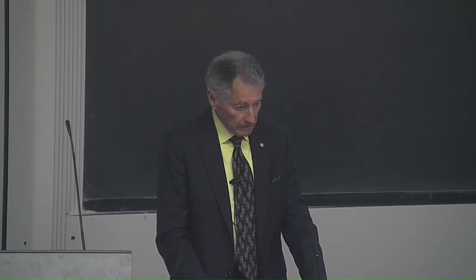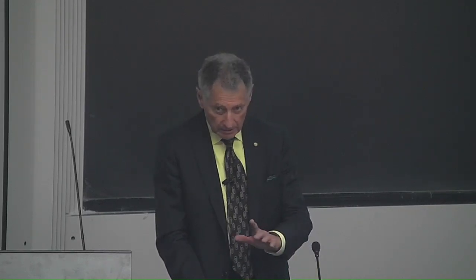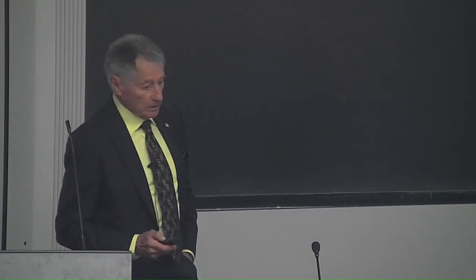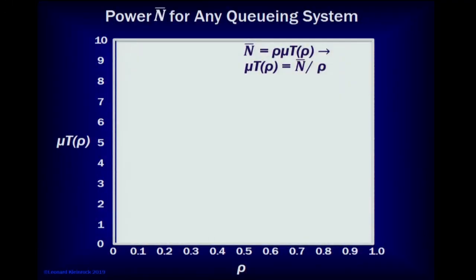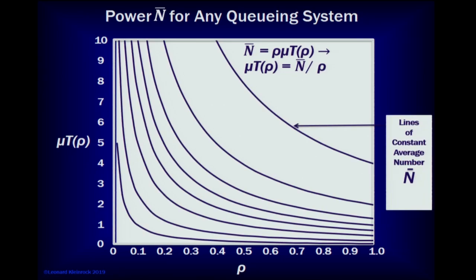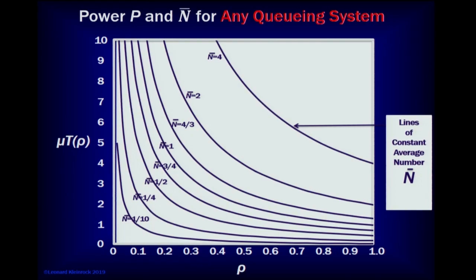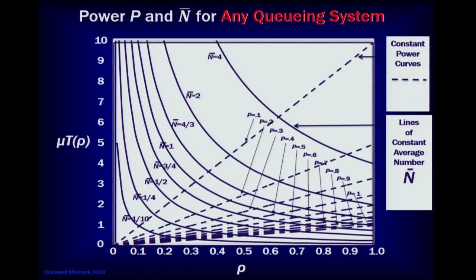Let's do the same thing for the average number in system. We have that equation. Again, a little hard algebra, solve for mu t. And you find that now the response time is basically a hyperbola with respect to rho. There they are, the lines of constant number in system. Now, let's put both of those together for any queuing system. And there's the set of average number and power. This is independent of the queuing system. Go to any point here, and they'll tell you what the average number is and what the power is.